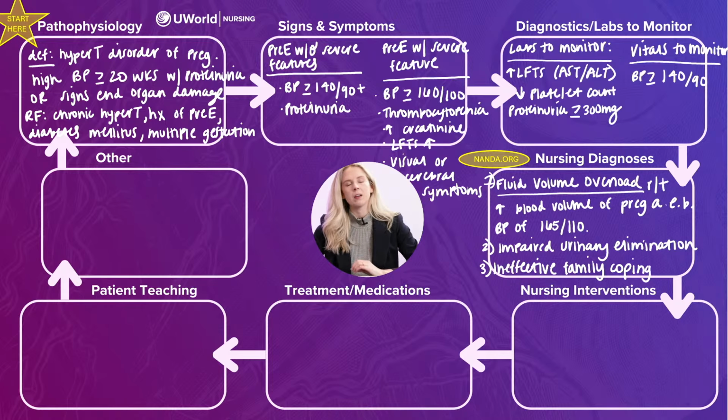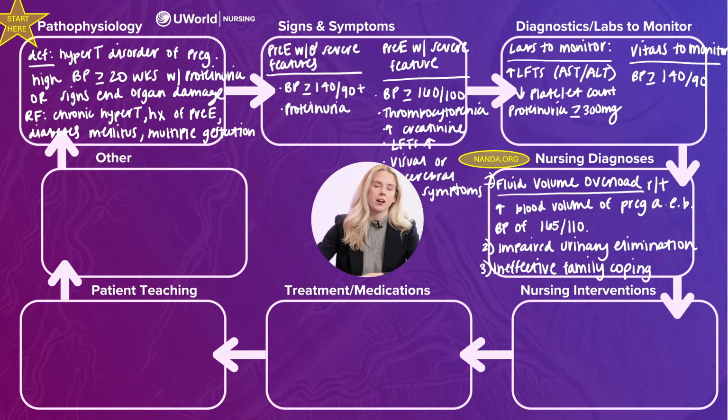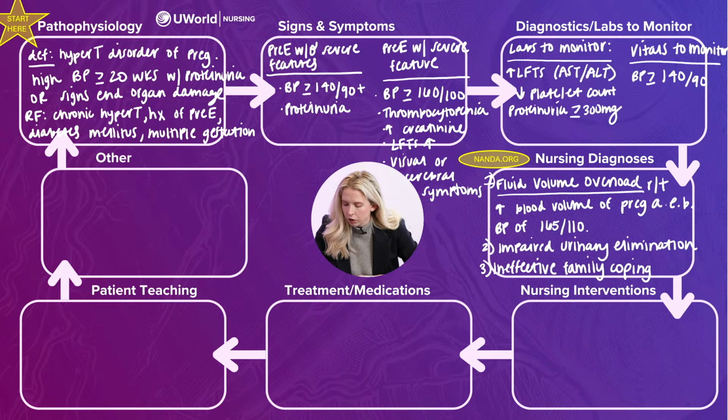Preeclampsia is really heavy on assessing closely, as changes in the condition can present very quickly, and we need to take prompt action when necessary. So some of our key interventions will be our good friend magnesium sulfate. I'm just going to put mag sulfate.